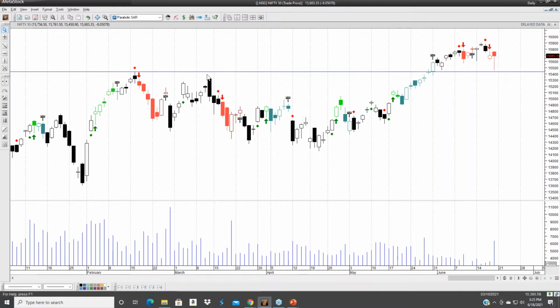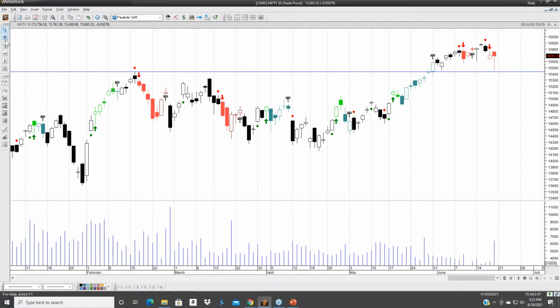So this is a strong level of support. If it breaks, it could signify a significant move down. If it holds, it could tell us that the Nifty will resume its uptrend, which it's been in really since back in mid-April. Prior to that, February, March, April, it was more in a sideways range. We kind of have a wedge pattern here.